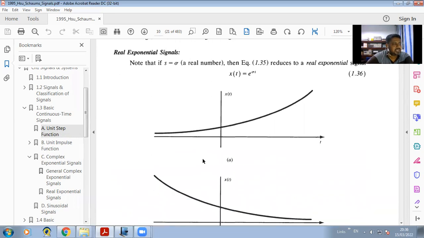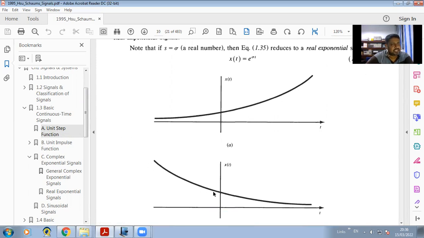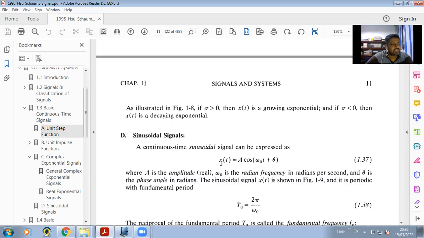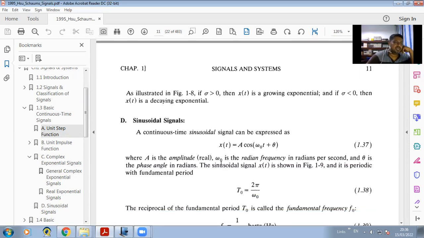We have also learned the real exponential signal. So this is the exponentially increasing signal, and this is the exponentially decreasing signal. The capacitor charging and discharging are related to these real exponential signals. Okay, so those are the things we have learned. We will do some examples using these concepts, and then you can get a clearer idea. Okay, thank you.